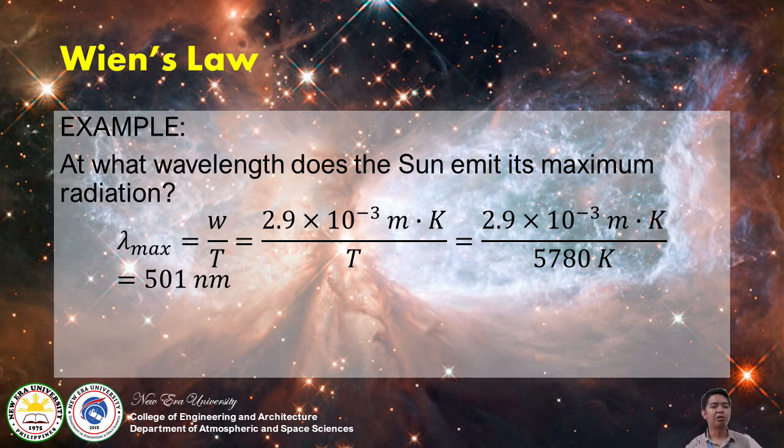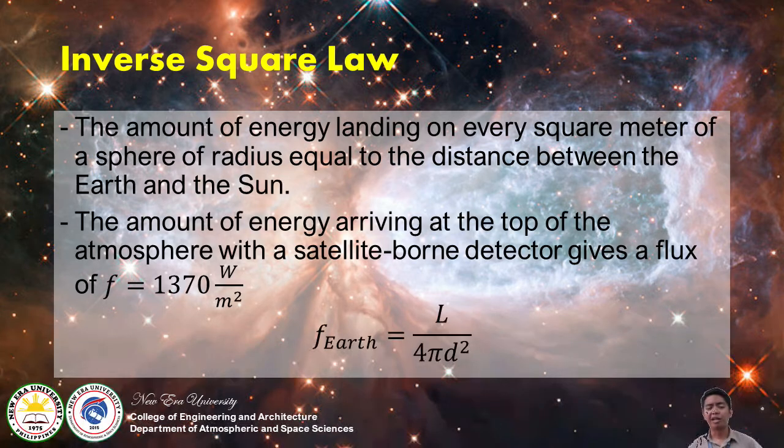Another property that we need to discuss is the inverse square law. This inverse square law is applicable in gravitation, and it is also applicable to brightness, to luminosity, and to other parameters that we're going to discuss. Now we're going to discuss the inverse square law as the amount of energy landing on every square meter of a sphere of radius equal to the distance between the Earth and the Sun. We know that the distance between the Earth and the Sun is one astronomical unit.